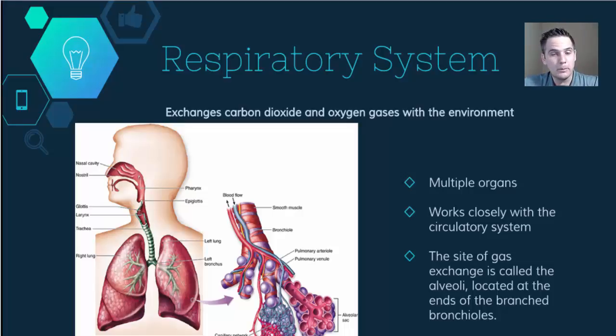It's an organ system because there are multiple organs involved between your lungs and your mouth and your throat. It also works very closely with the circulatory system, which we're going to talk about in just a minute. And again, its function is the site of gas exchange. And the most important location for where these gases are exchanged is the alveoli, which is located at the ends of the bronchioles if you look very closely at this diagram right here.